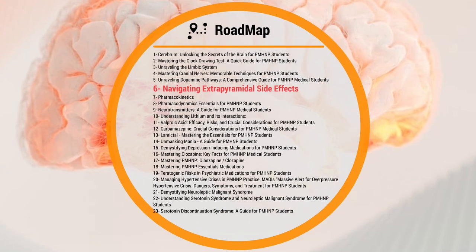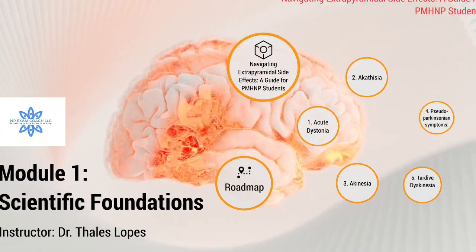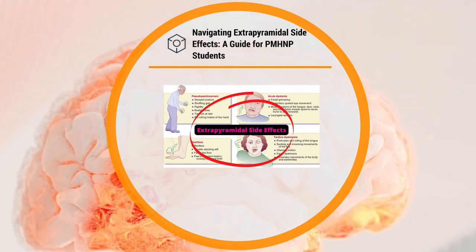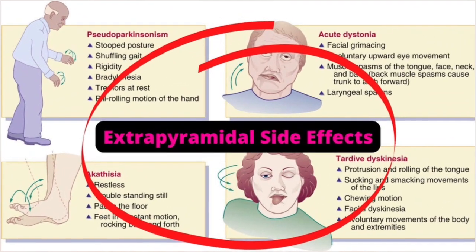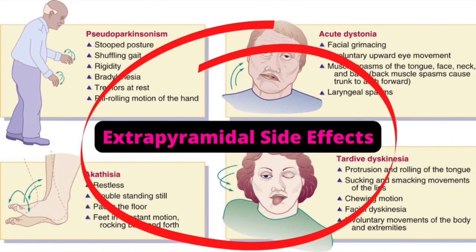This is our roadmap navigating extrapyramidal side effects. Now, what are the EPSs, right? They are those with Parkinsonism, those with acute dystonia, TD or tardive dyskinesia, and akathisia, right? There are more, but these are the most important ones.